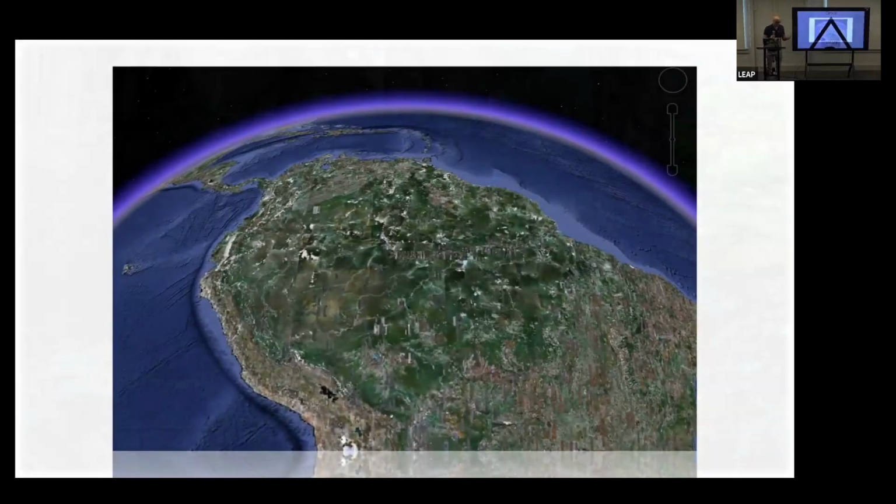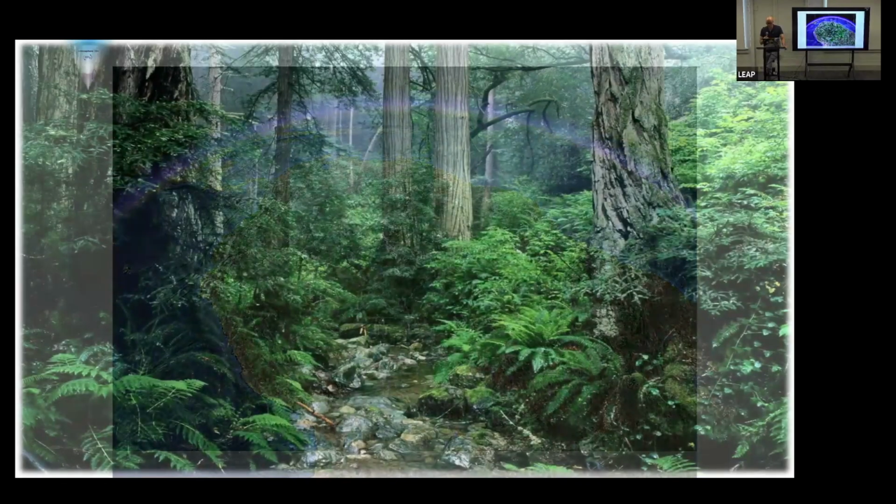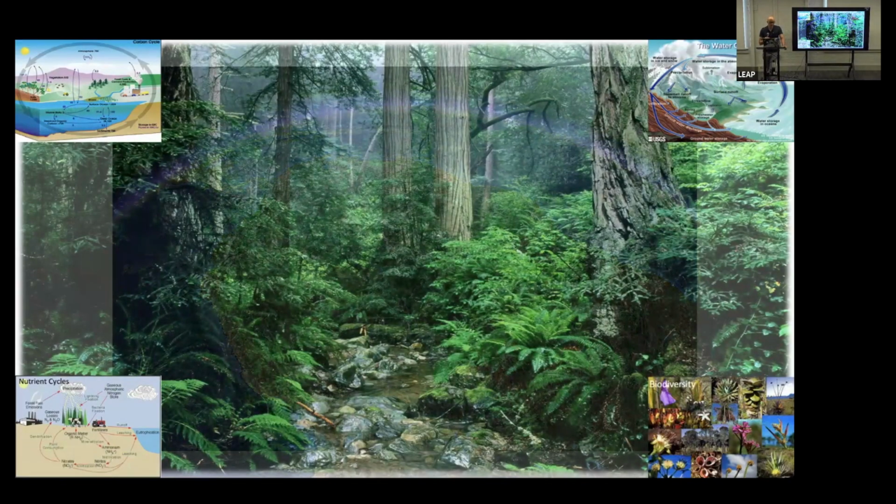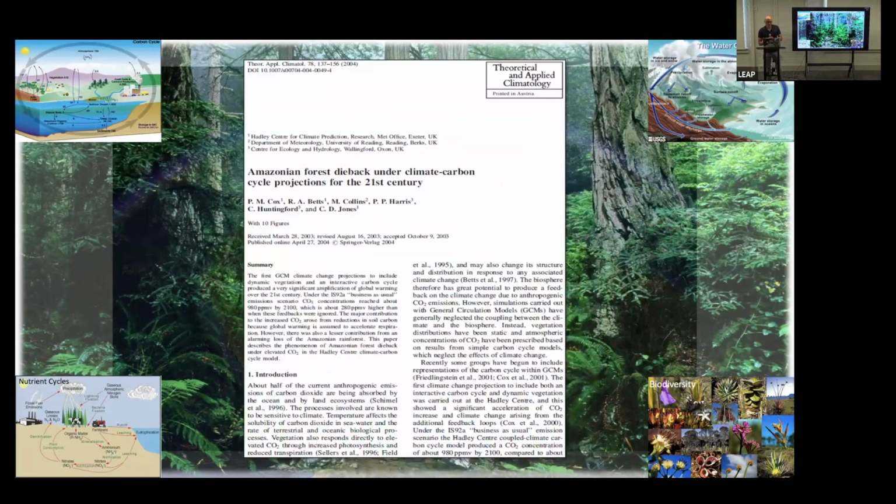It's considered the lungs of the planet or the heartbeat of the planet, exerts global influence on water, energy, carbon cycling, home to the greatest biodiversity on the planet. So the question is, well, what's going to happen to the lungs of the planet in the future under climate change? And some of the early models projected that the Amazon forest would die back under climate carbon cycle projections. Big worry, right? Lungs of the planet. But just a model.